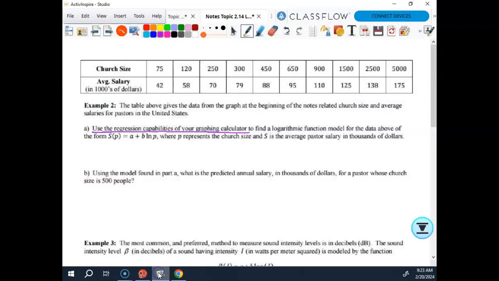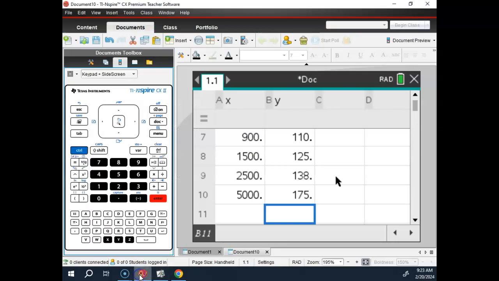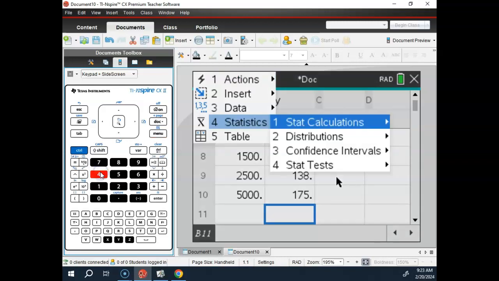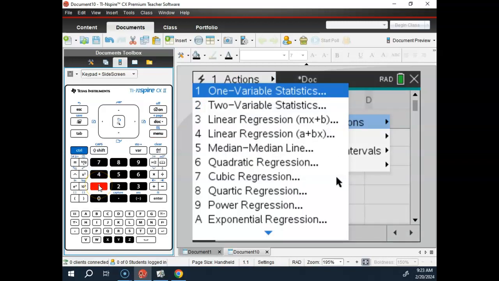All right, so while you're typing, let's go back and look at this. It says to find the logarithmic function model for the data above in this form right here, where P represents the church size and S is the average pastor salary in thousands of dollars. All right, so when I go back over here, what do I do to get what they just asked me for? What buttons do I push? Menu, then what? Statistics, stat calculations, and then which regression do I want?